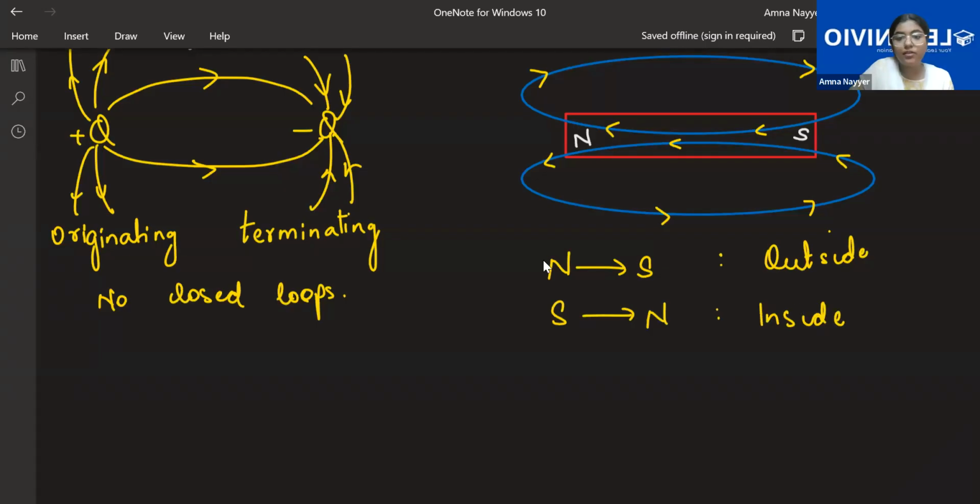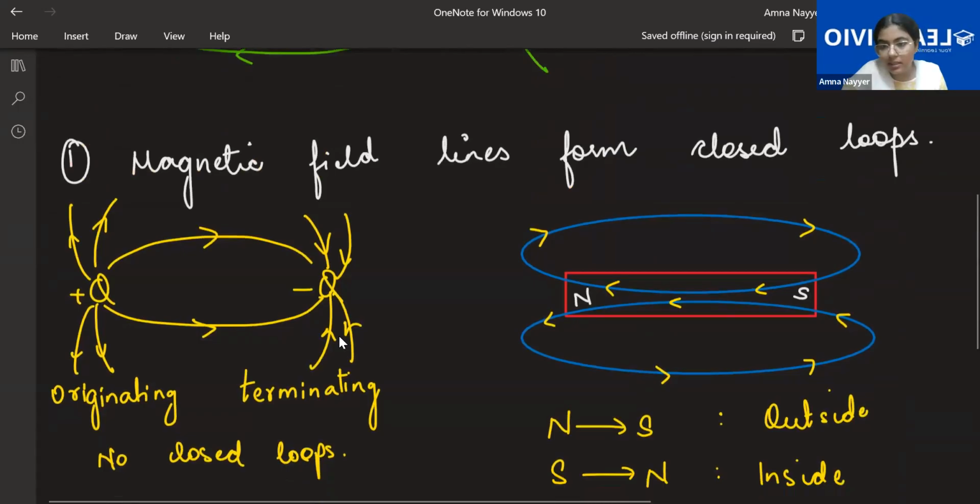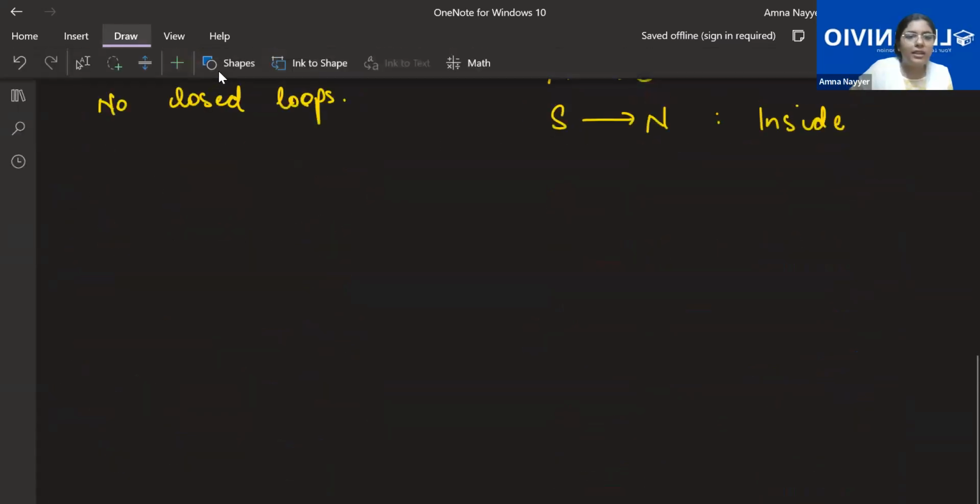It's not fixed. In case of electric field, it was so rigid and fixed. That's why I've drawn this, so that when you draw, you will have it in your mind. And again, the second point is very easy.